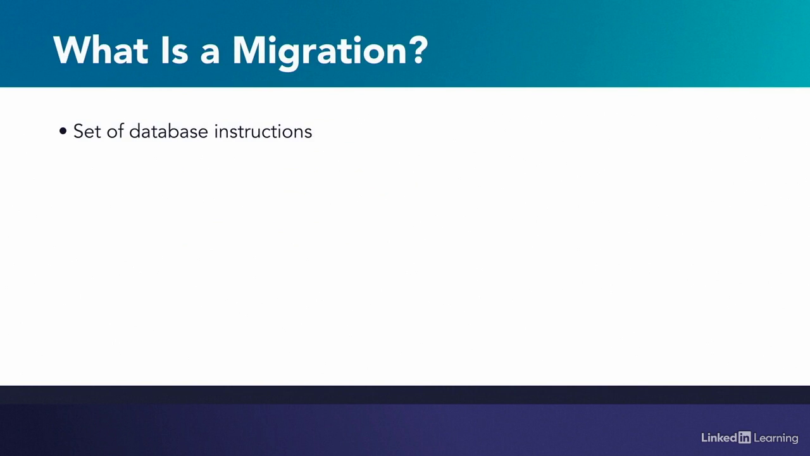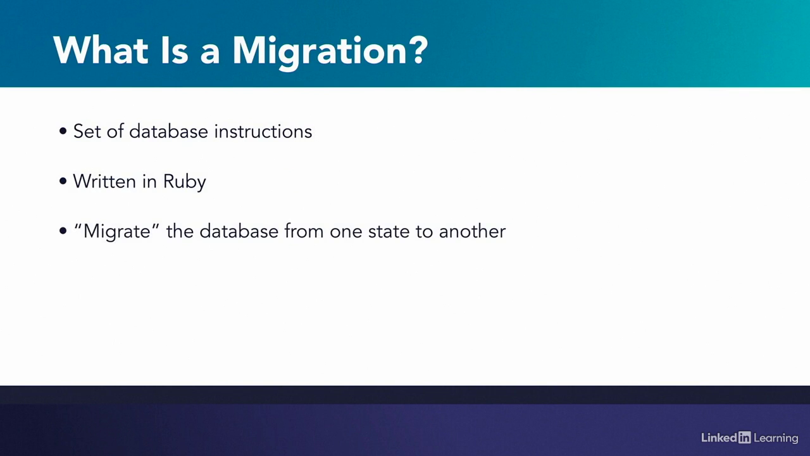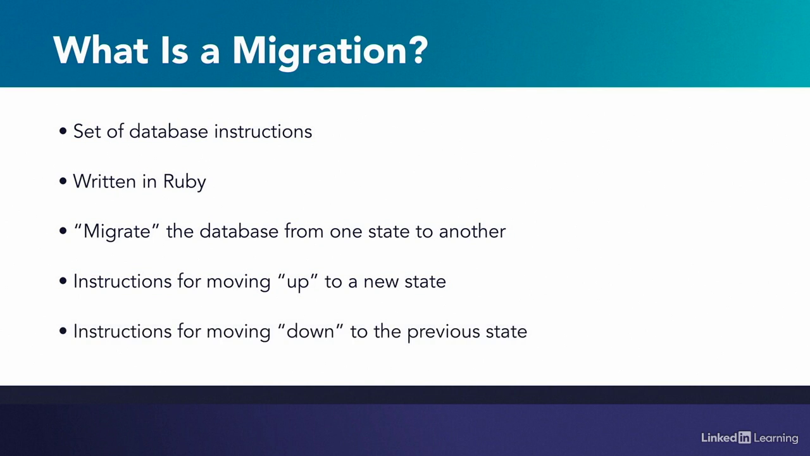A migration is a set of database instructions. And those instructions are written in Ruby, and they migrate the database from one state to another. Essentially, they describe database changes. In our migrations, we can create a table, add a column, change the name of a column, drop a table, and much more. A migration will contain both the instructions for moving to a new state and also instructions for moving back down to the previous state.